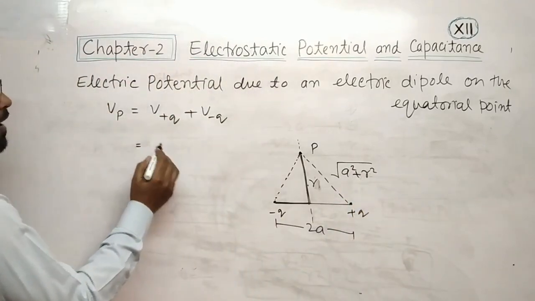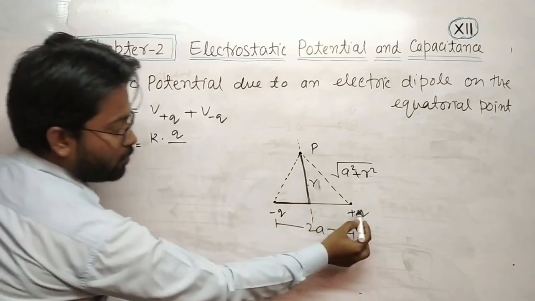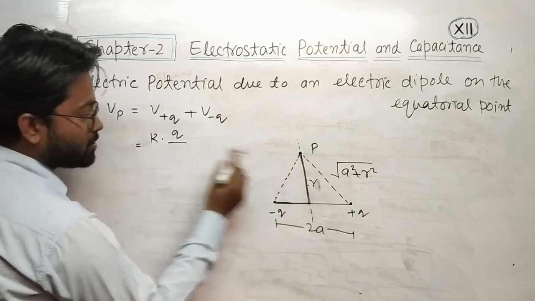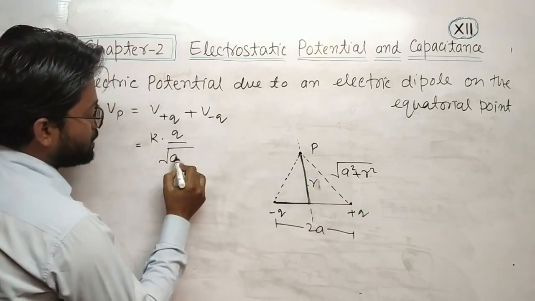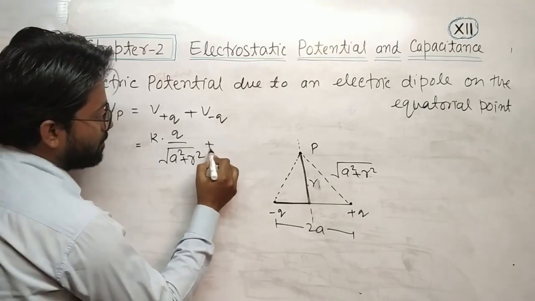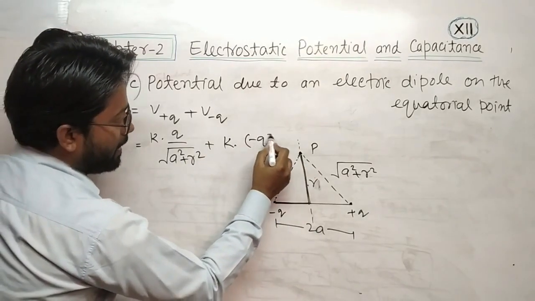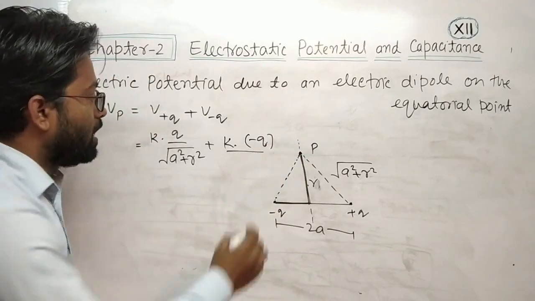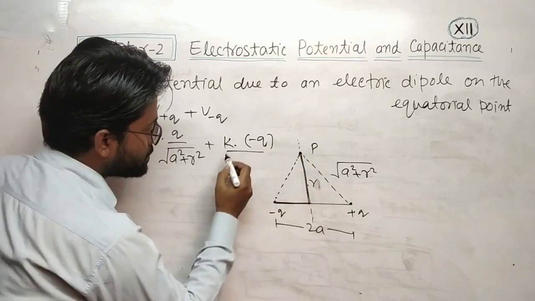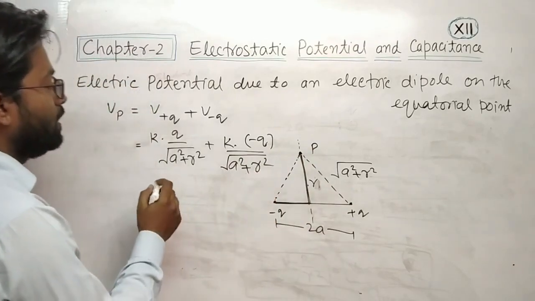Potential due to a point charge plus Q is K plus Q upon the distance between the point and the charge, that is under root a square plus R square, plus K due to the negative charge, K minus Q upon distance, which is the same, under root a square plus R square.